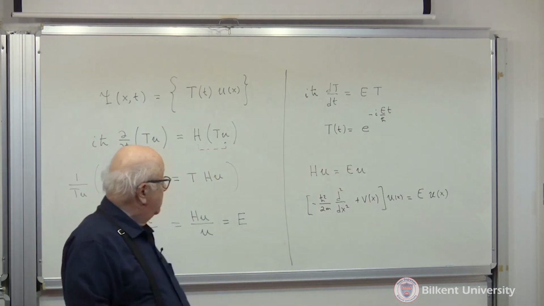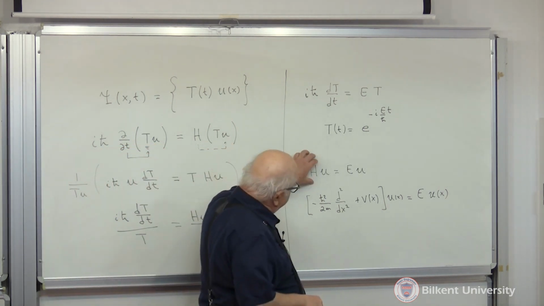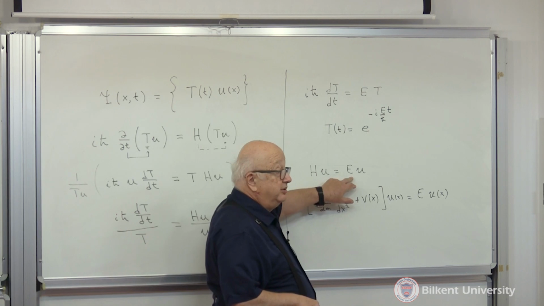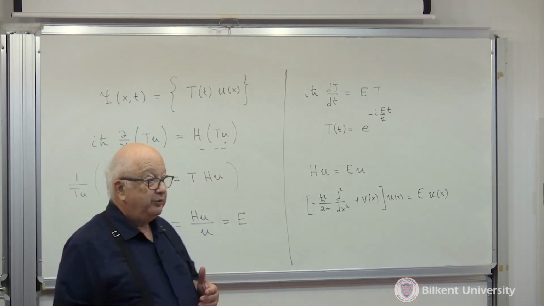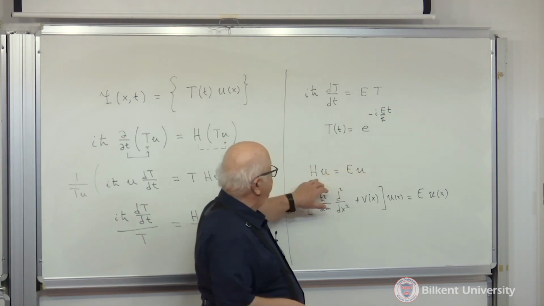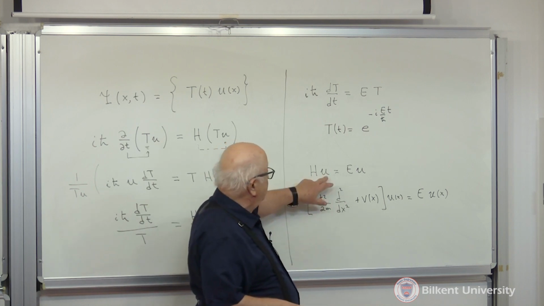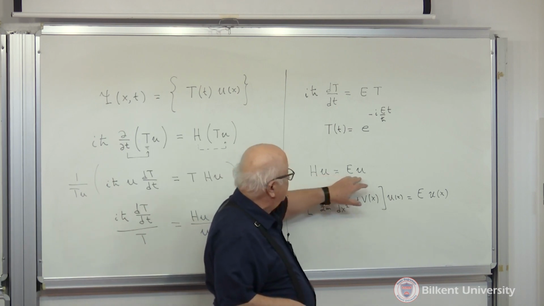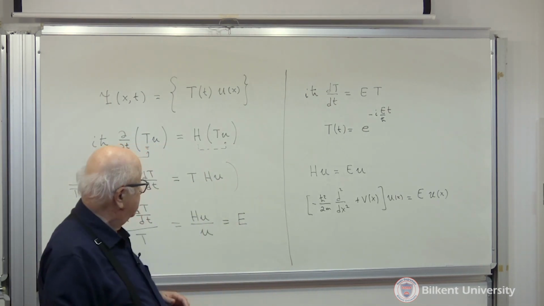Now, equations of this type, an operator acting on something gives me a constant times that something, is called an eigenvalue equation. So you may have seen such structures in the linear algebra course, where H would be a matrix, and u would be a vector, and you would get matrix times vector equals an eigenvalue times the eigenvector. So that's something in linear algebra.